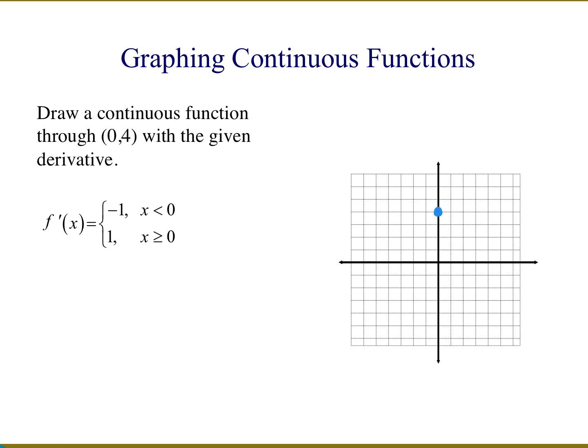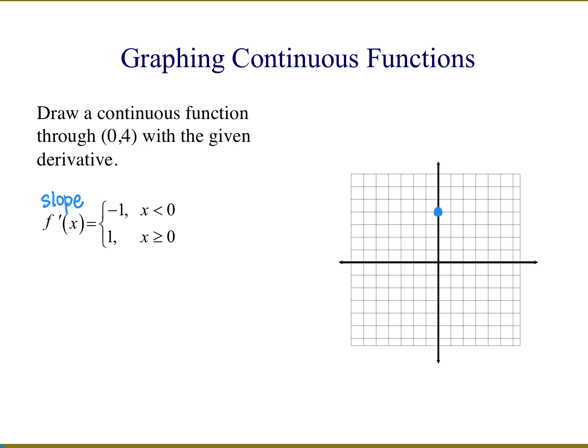Symbolically, we are given f prime, which means we are given the slope. And so what that tells us is that the slope should have a value of -1 for the whole left side of the graph. Anything less than 0, I should have a value of -1, approaching that point that I have on there.